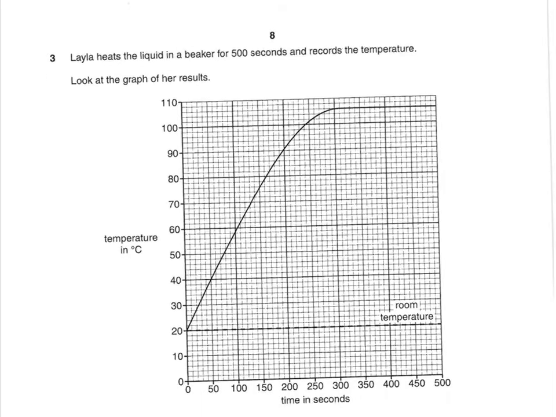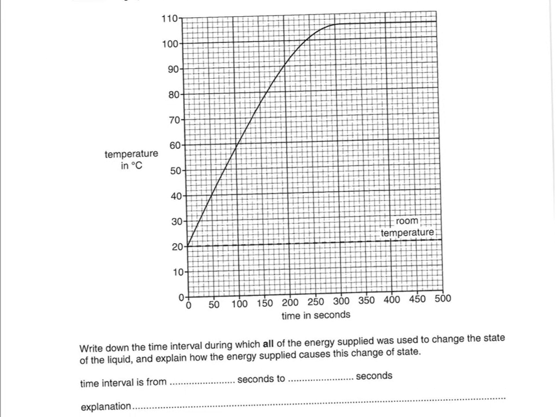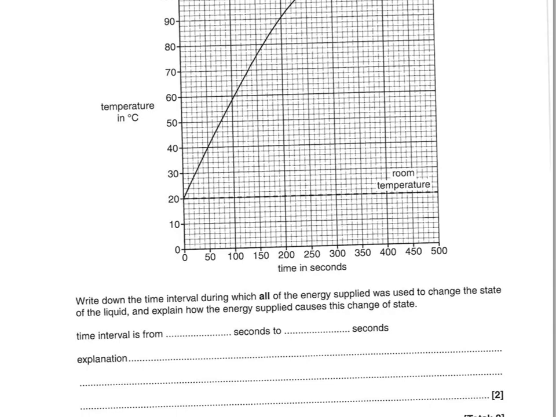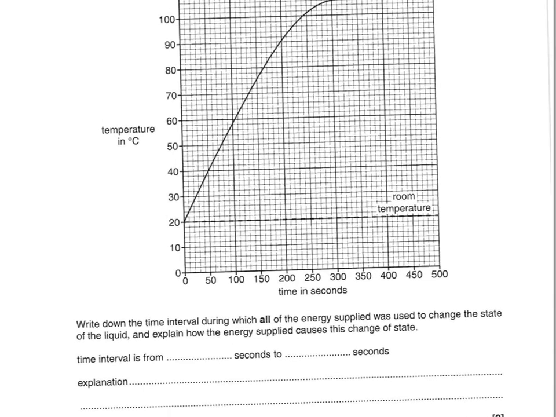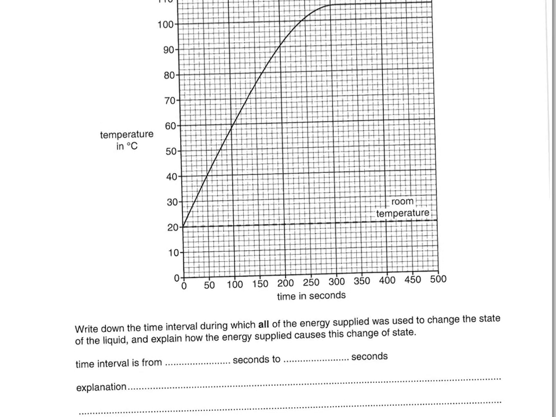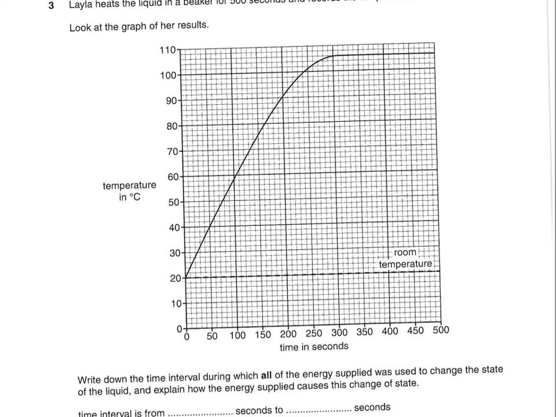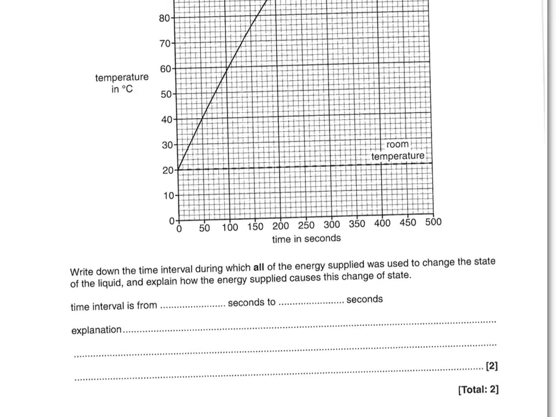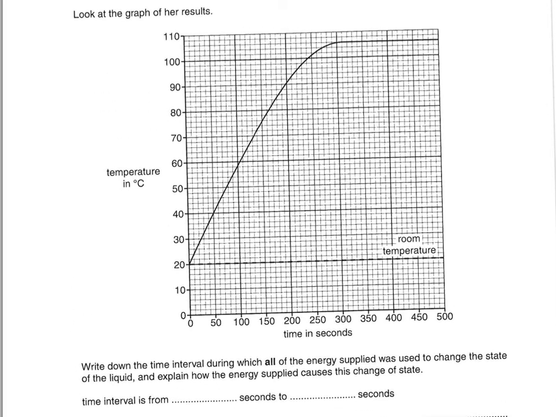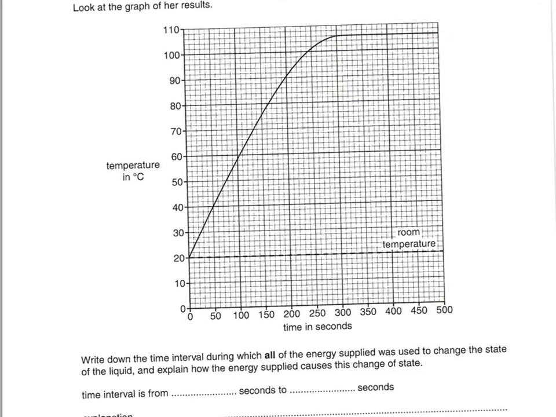Layla heats a liquid in a beaker for 500 seconds and records the temperature. Look at the graph of the results. Write down a time interval during which all of the energy supplied was used to change the state of the liquid, and explain how the energy supply causes this change of state. So when the temperature doesn't change here, that's when there is a change of state. So the time interval is 300 to 500 seconds.